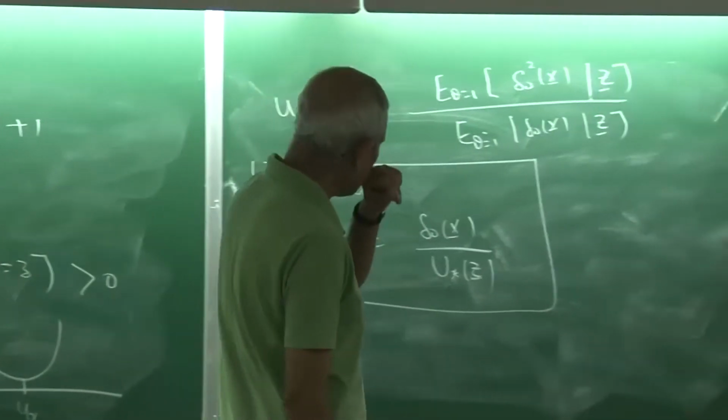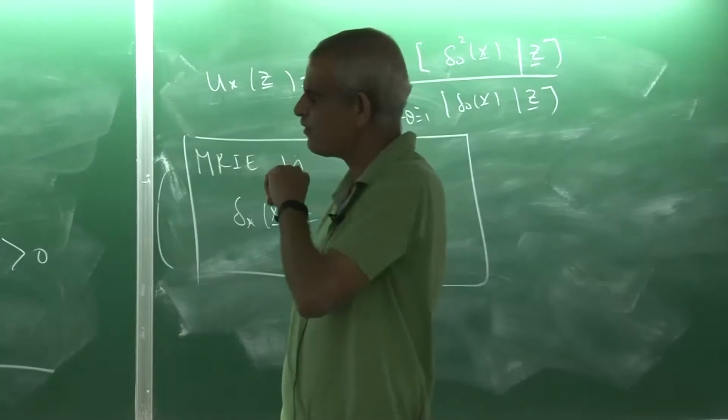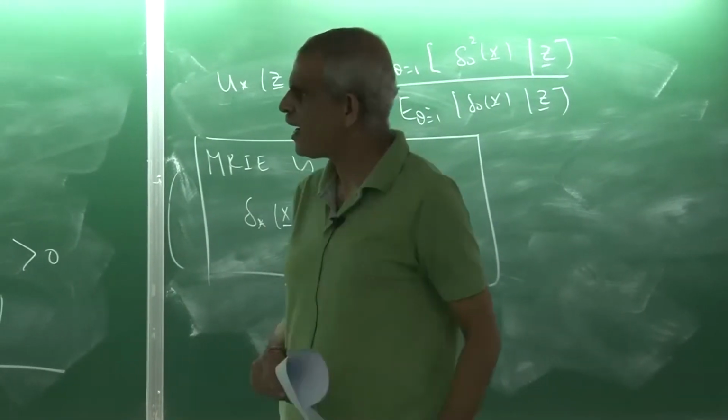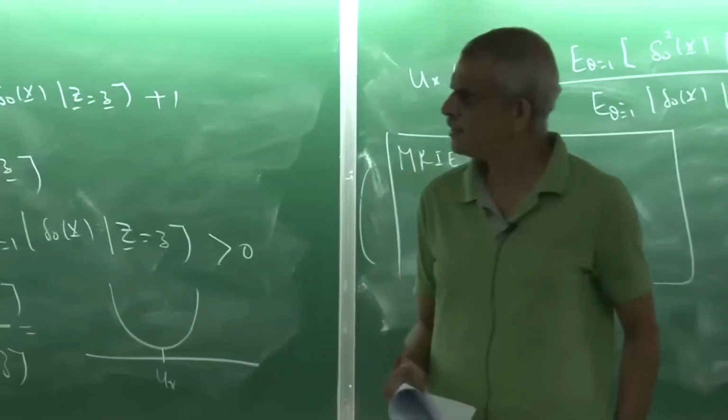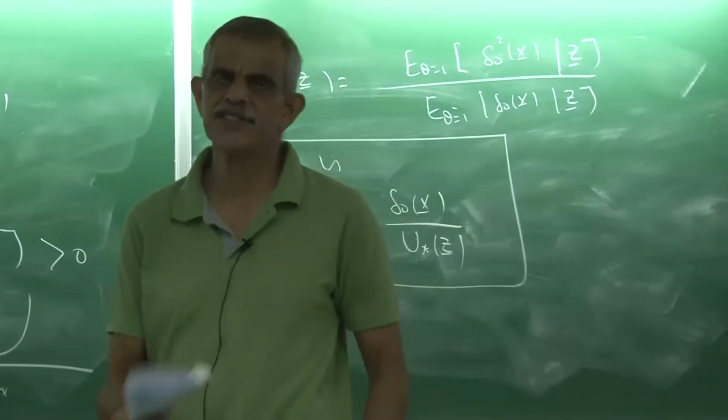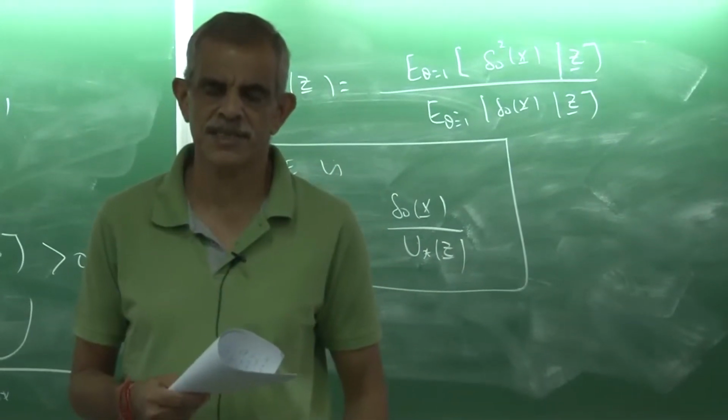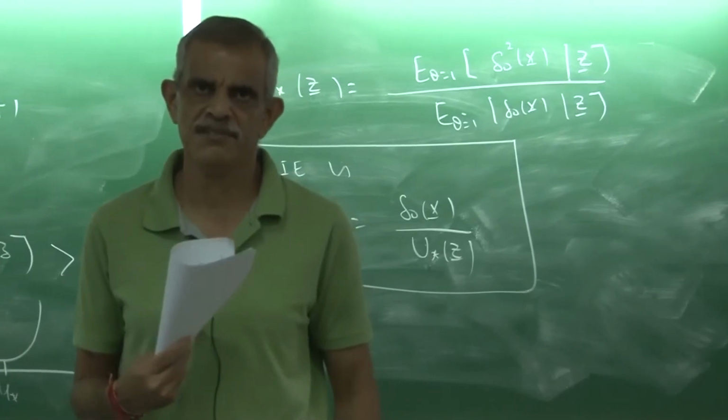What I'm going to do next time is, in the case of squared error loss function, I'll give you an explicit expression of the minimum risk invariant estimation, as we did in the case of location invariant estimation.